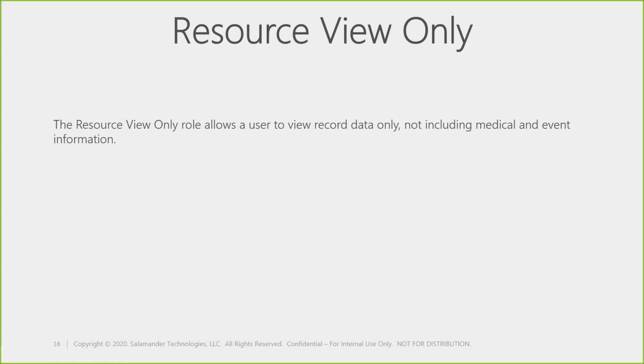And last is the resource view only role. This role is very similar to the read only role in that it allows a user to view record data only. However, it restricts them from viewing medical and event information. They can only view people, equipment, inventory, collections, and assignments, but they don't have access to the event information.